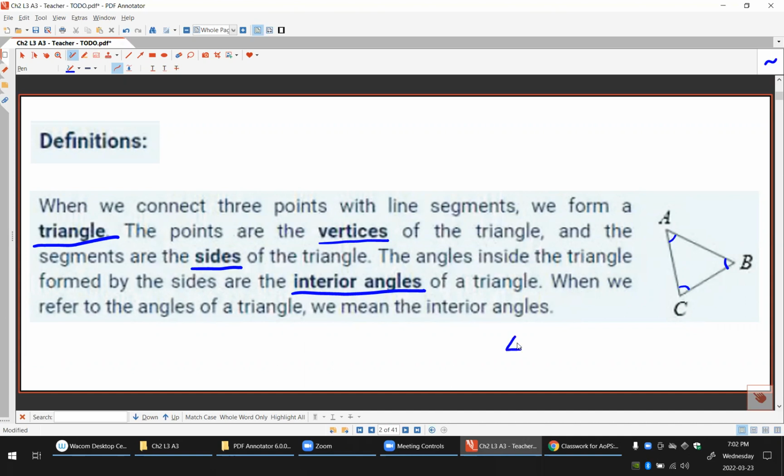So usually we'll use this symbol to denote a triangle ABC. Okay.